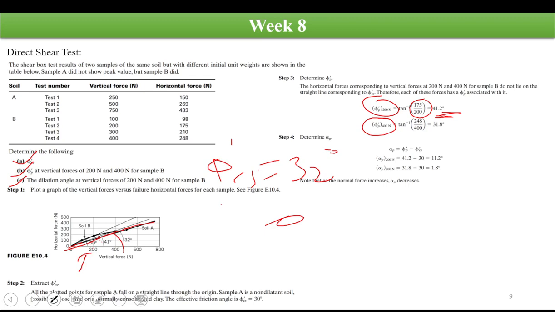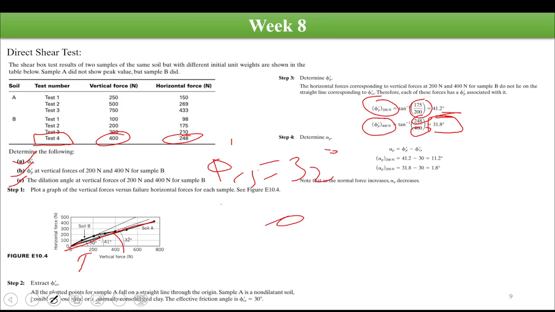And if we do it similarly for the 400 Newton, then we will obtain tan inverse 248 divided by 400 for test 4. So tan inverse 248 upon 400 is going to give you 31.8 degrees.